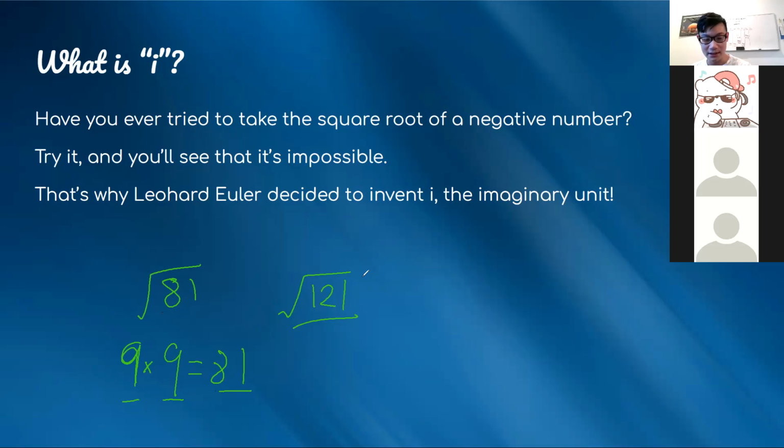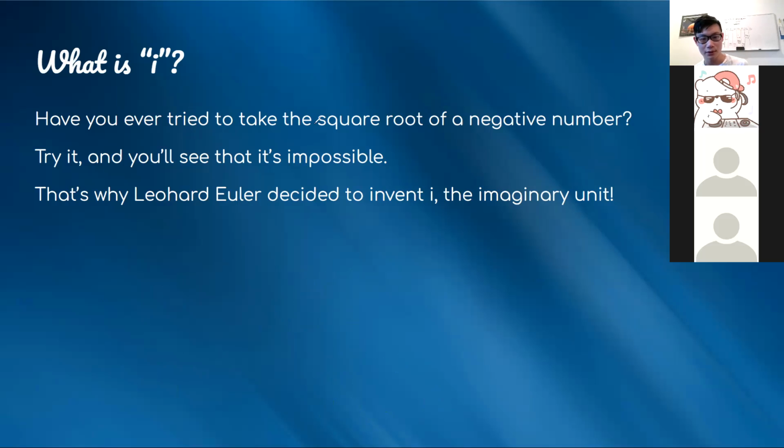So what about 121? Well, we're also asking what times itself equals 121. And in this case, it would be 11. 11 times 11 equals 121. And you could always check this with a calculator because square roots are pretty hard for us to do. It requires a lot of calculations to do in our head. So usually, if you have a calculator, that's the best method for doing square roots.